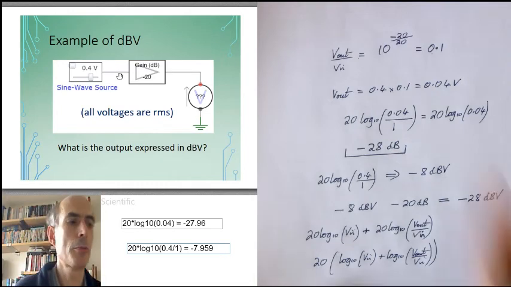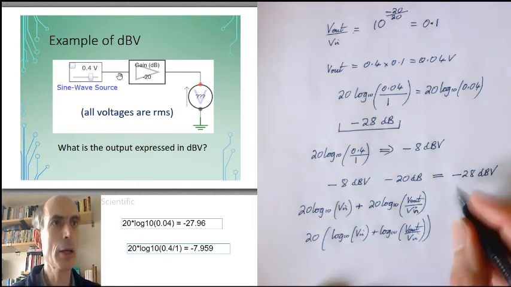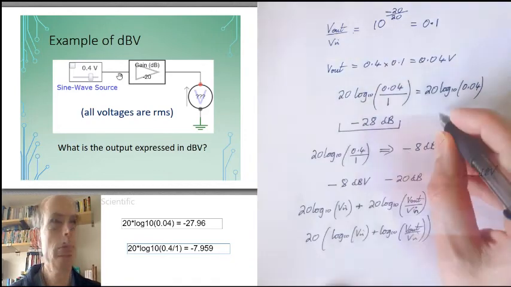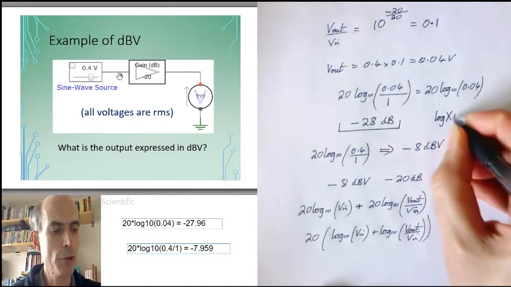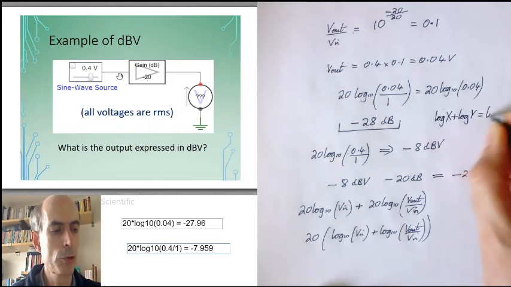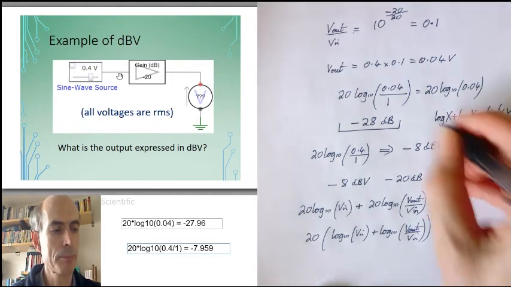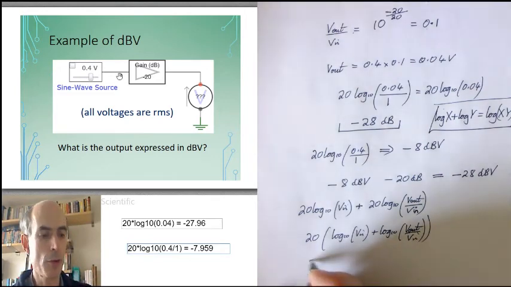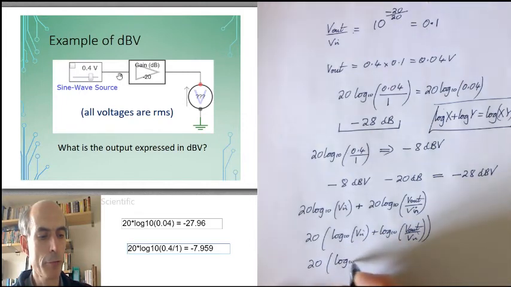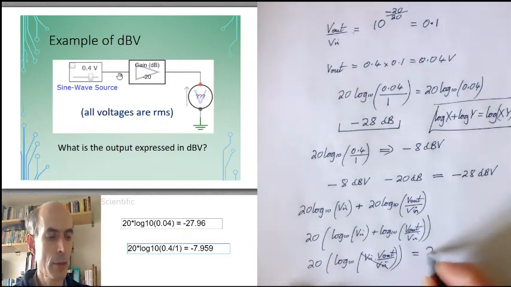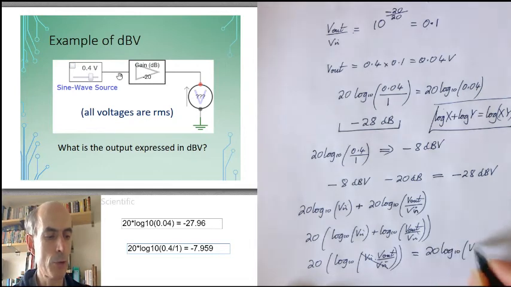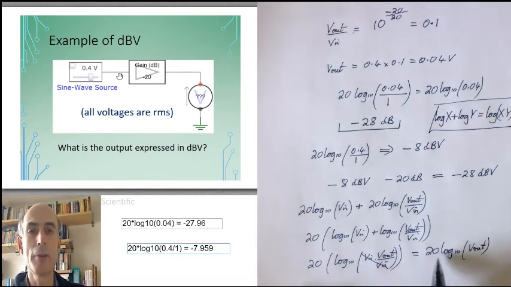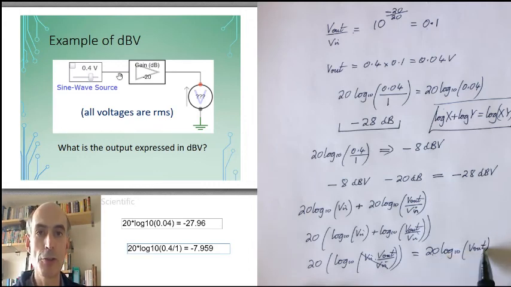And there's a very useful property of logarithms that says that the logarithm of x plus the logarithm of y is equal to the logarithm of x times y. So what I've got here is actually 20 times the logarithm of V in times V out over V in. The V ins cancel. 20 log 10 V out. But by definition, that is the output voltage expressed in dBVs.